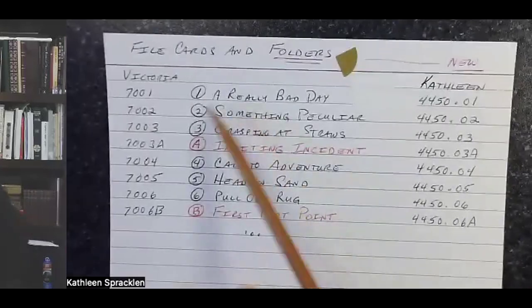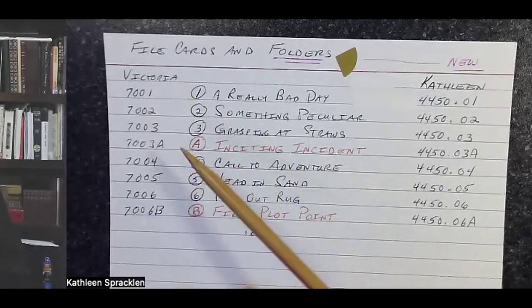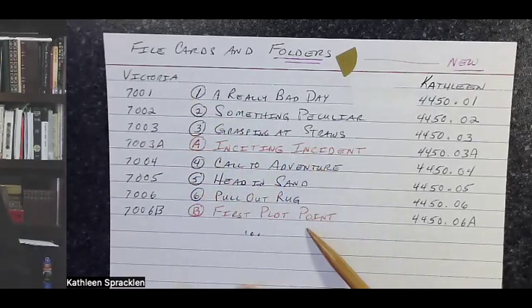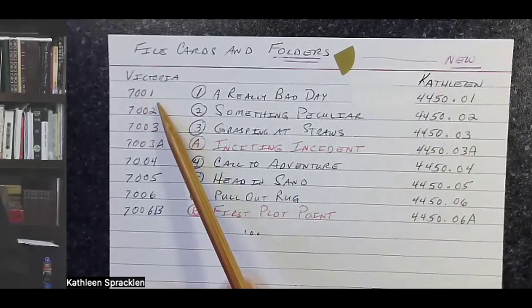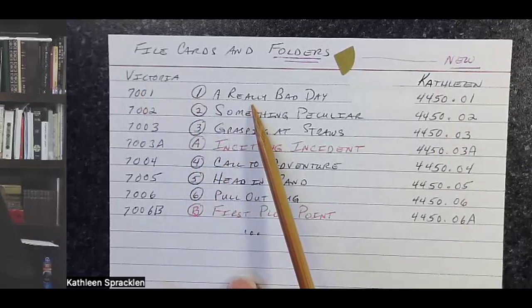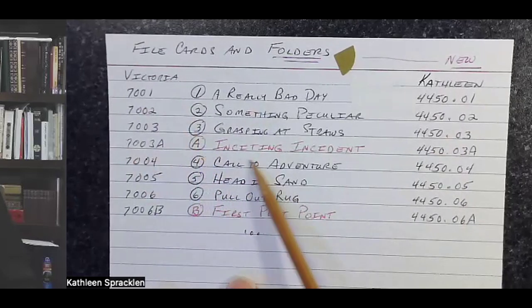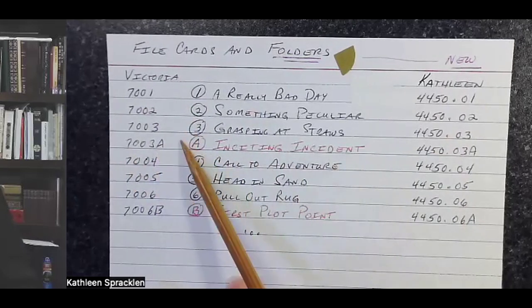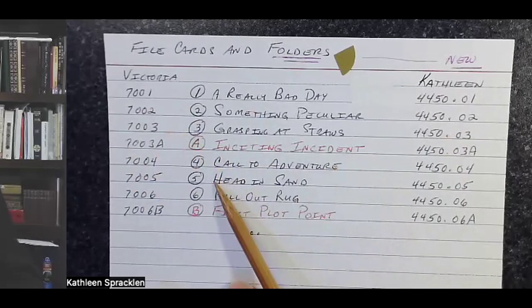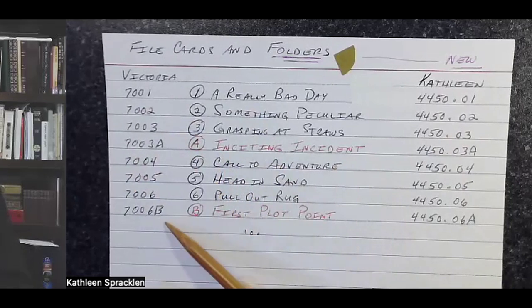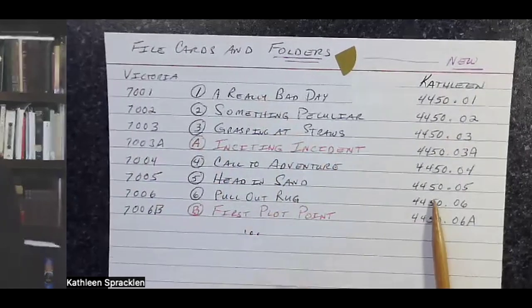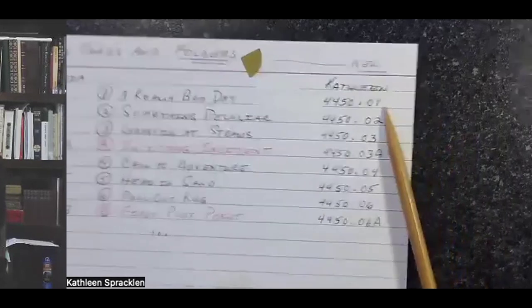On this card, I've worked through the first 6 plot beats and the first 2 plot points. Victoria's starts at 7,000 for her novel, and so her first plot beat is 7,001, 2, and 3. And then here's her first plot point at 7,003A to indicate where it goes in the sequence. Likewise, 3 more plot beats and another plot point. It's now called 6B to indicate where in the sequence it goes. Well, these all fit just beautifully into my system.